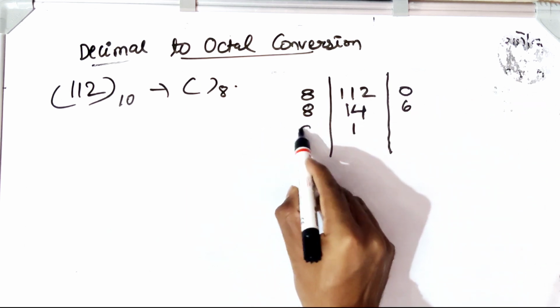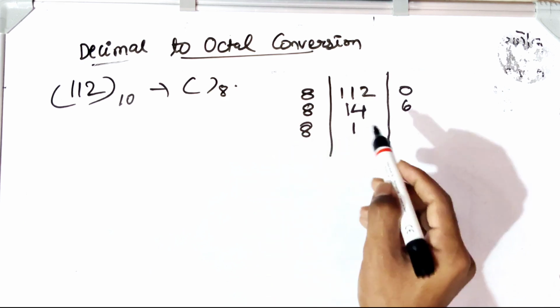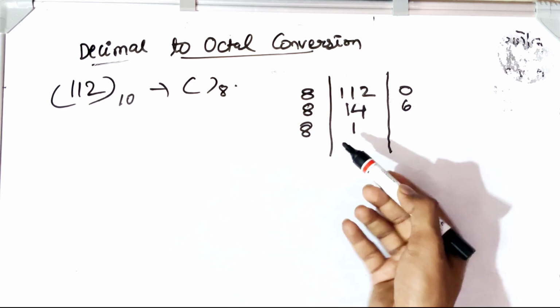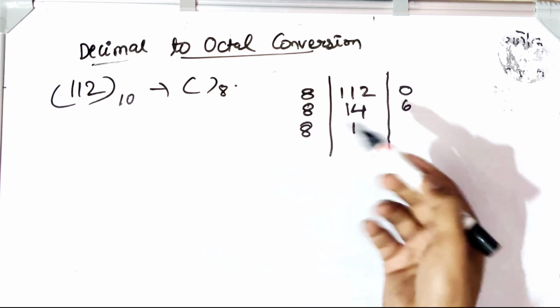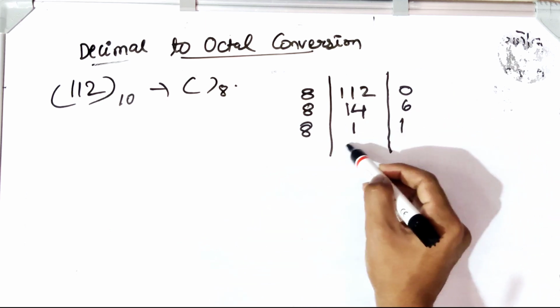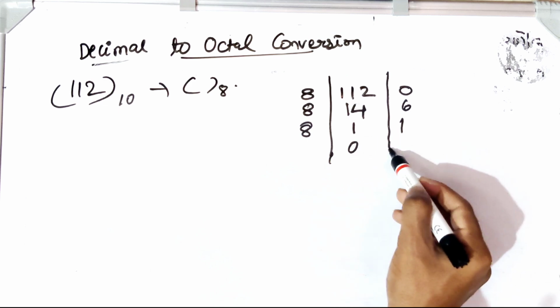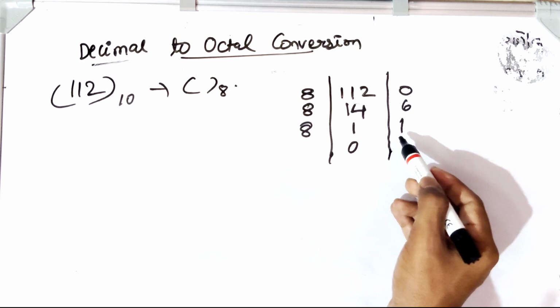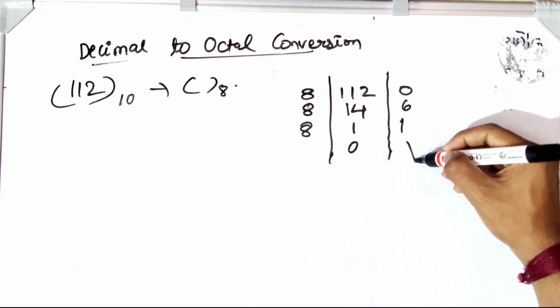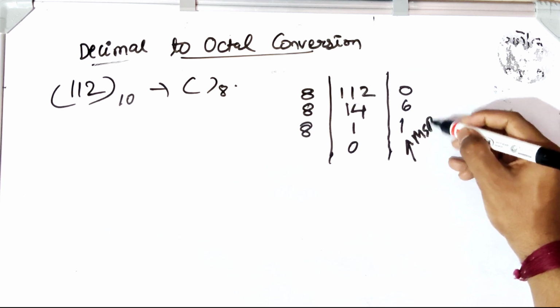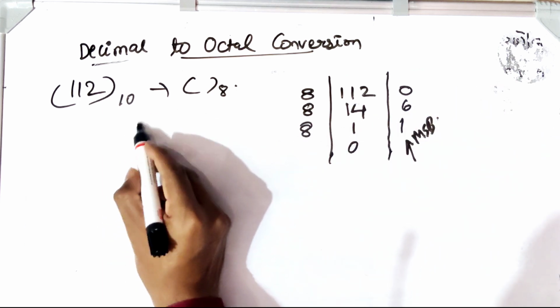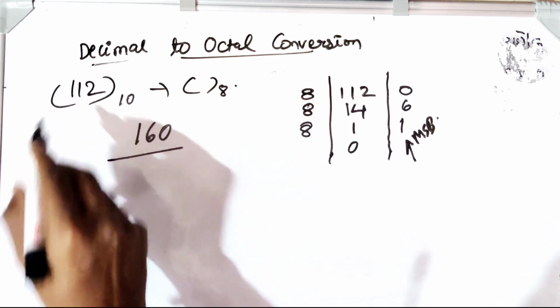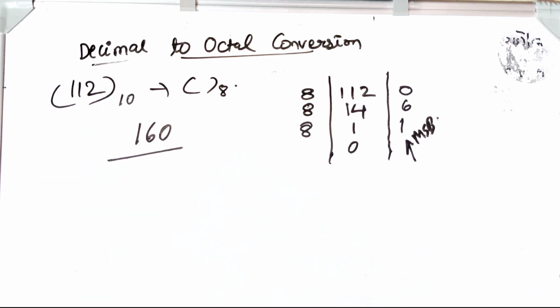Now we have to again divide the number 1 by 8, but it is impossible, so we write it as it is. The remainder is 1 and the quotient is 0 here. Now we take this as the MSB and write the value of the octal number. 160 is the octal value for the decimal number 112.